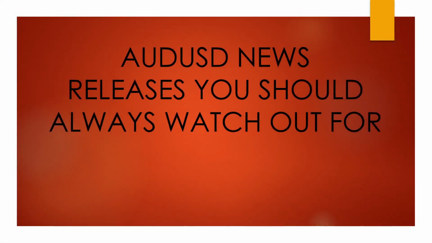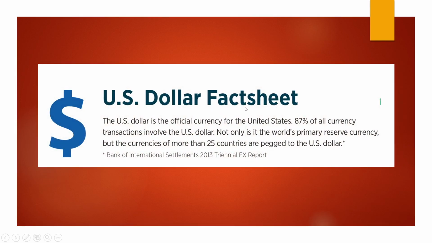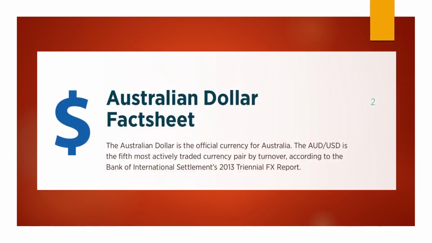So here are the AUDUSD news releases you should always watch out for when trading AUDUSD. But firstly, I want to jump in on some facts on each of these currencies, which are AUD and USD. Our first fact here is the US dollar. The US dollar is the official currency for the United States. 87% of all currency transactions involve the US dollar. Not only is it the world's primary reserve currency, but the currencies of more than 25 countries are pegged to the US dollar.